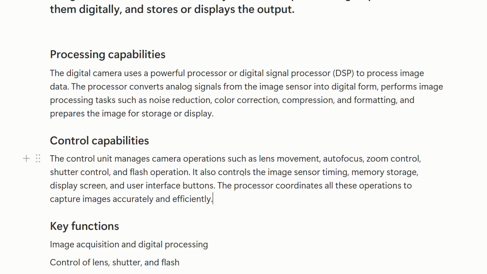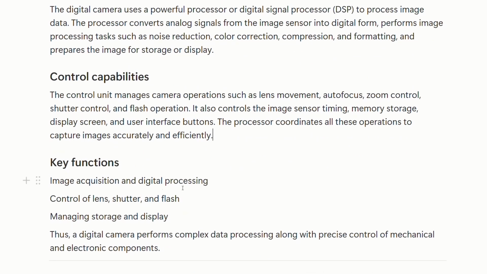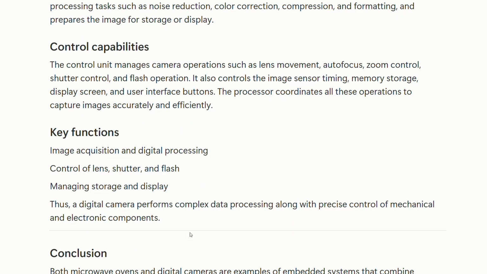Now we will discuss the key functions of digital camera. So first function is image acquisition and digital processing. It controls lens, shutter and flash, managing storage and display. Thus, a digital camera performs complex data processing along with precise control of mechanical and electronic components.